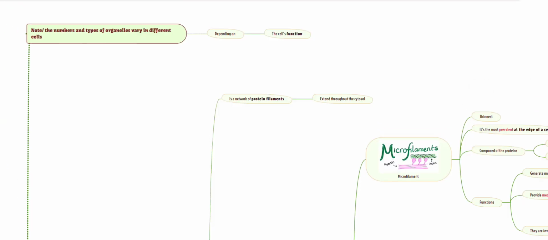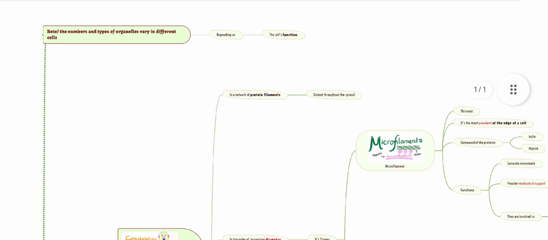The numbers and types of organelles vary in different cells depending on the cell's function. So you have to know it depends on the cell's function, the number and types of the organelles, okay? So you have to know them.